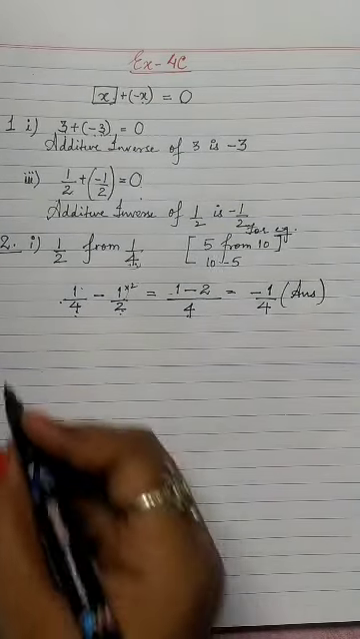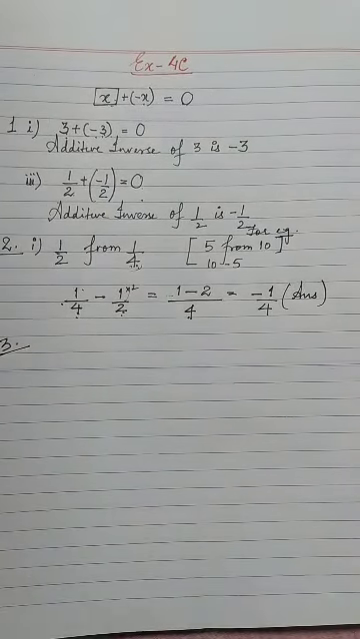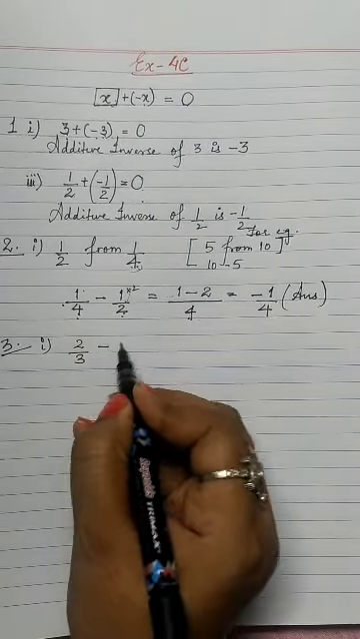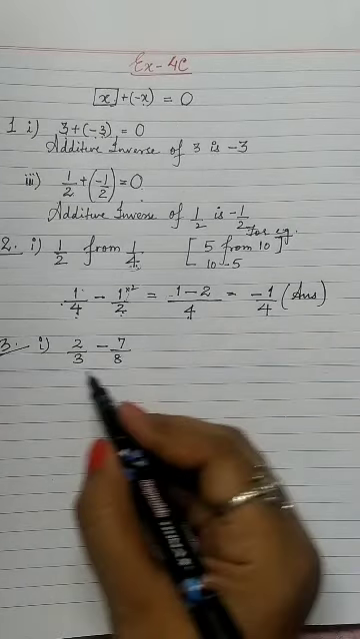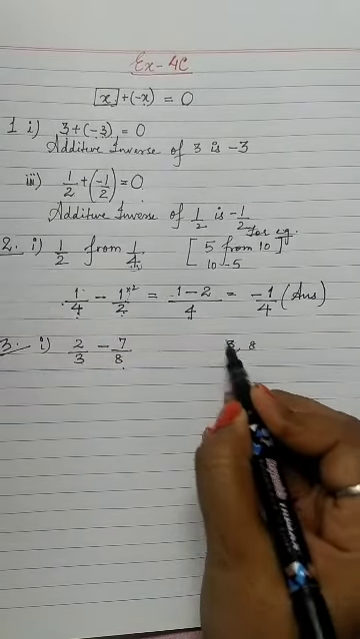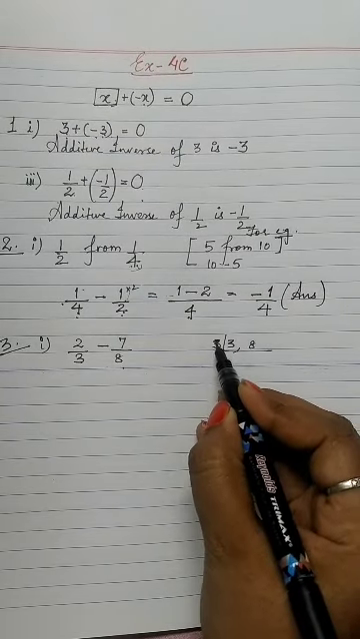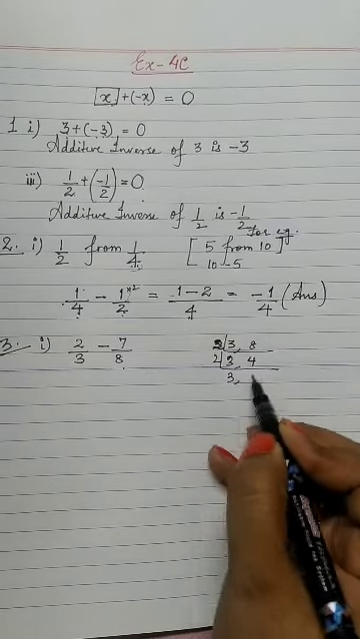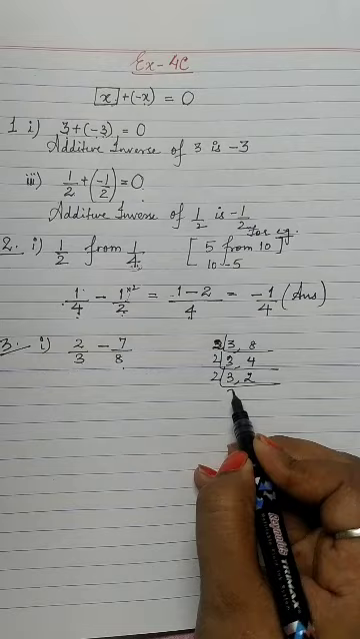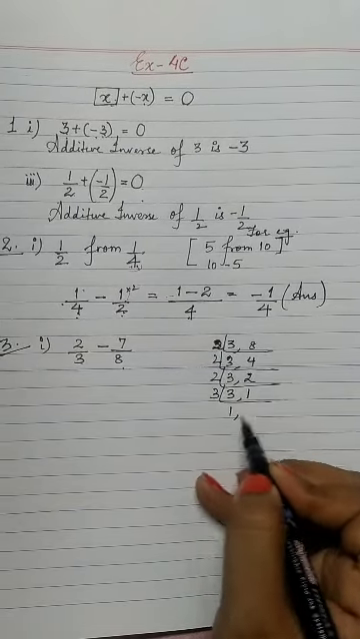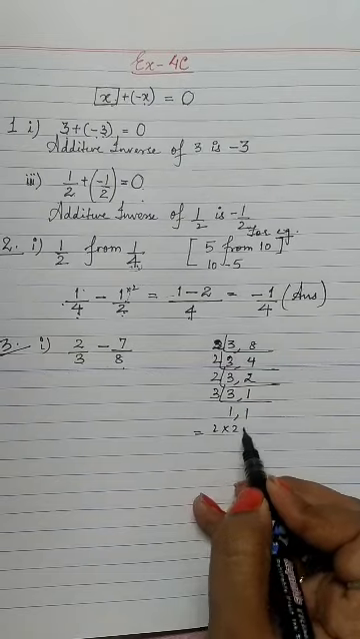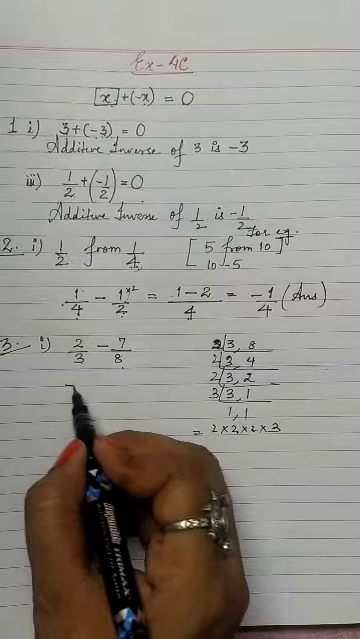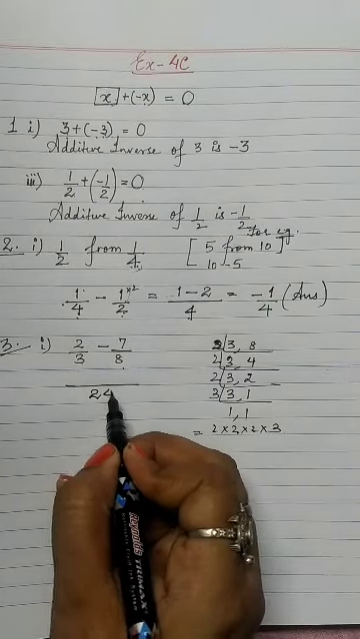Now, question number 3 says, find 2 by 3 minus 7 by 8. If I take the LCM of 3 and 8, 2 into 4 is 8, 2 into 2 is 4, again 2 into 1 is 2, 3, 1 and 1. So, I am getting 2 into 2 into 2 into 3, that is 4 into 8, 8 into 3 is 24. So, I got the LCM as 24.